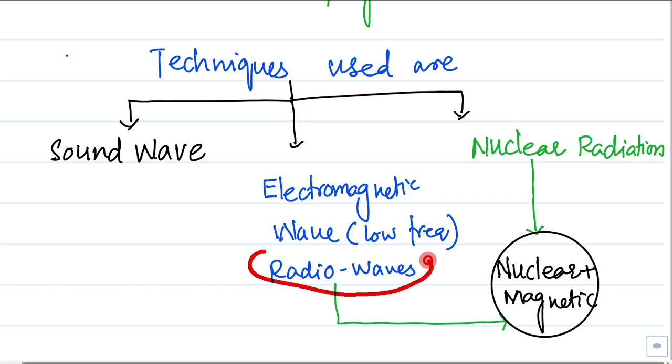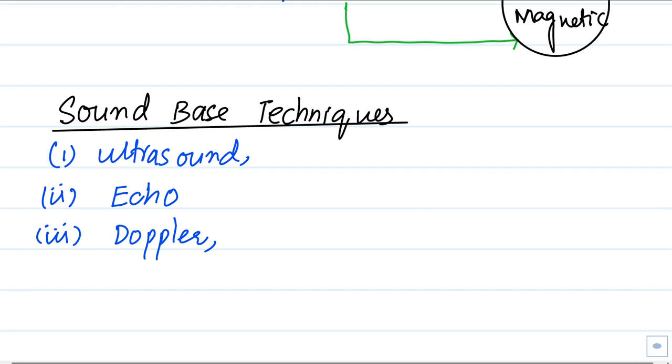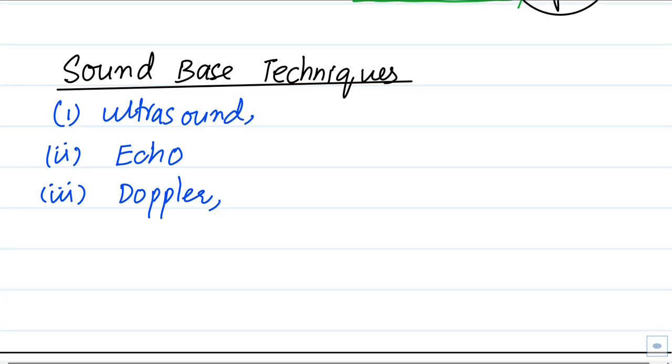Here the radio waves and nuclear radiations are blended together in one of the techniques, which is called the nuclear plus magnetic technique. So I will name them all one by one. Some of them are included in our syllabus, we have to discuss them. Some of them are just for your information. That is why I was asking how many future doctors are sitting in my class, so that I can sync them with these technologies.